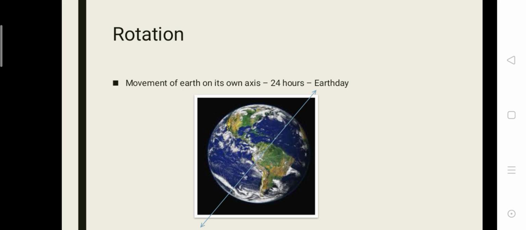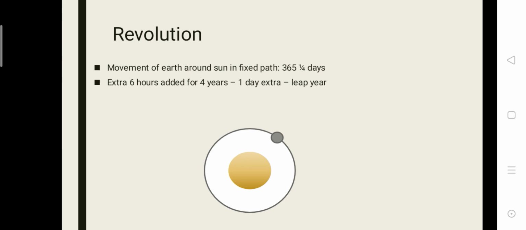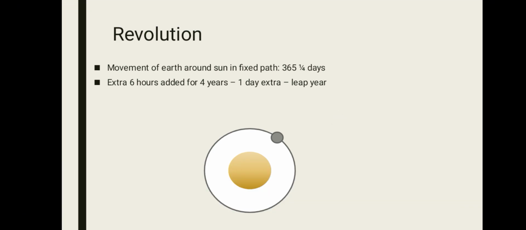Now we will discuss revolution. Revolution is the movement of the earth around the sun in a fixed path, and that fixed path is known as orbit. One whole revolution takes 365 and 1/4 days.